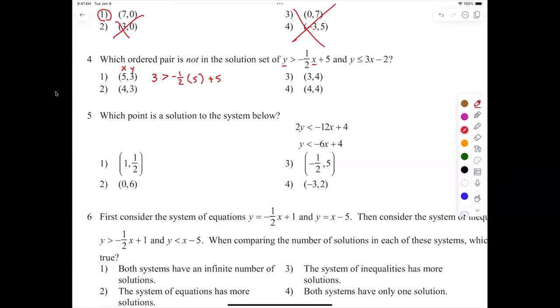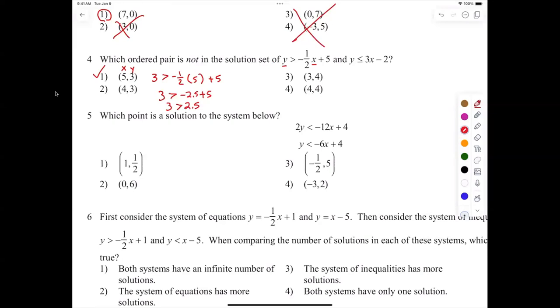Now, for those of you who can't do math very well, take out your calculator. Or the rest of us can say half of 5 is what? 2.5, but it's negative. So 3 is greater than negative 2.5 plus 5. What's negative 2.5 plus 5? Is 3 greater than 2.5? Yes. So far, that's an answer.